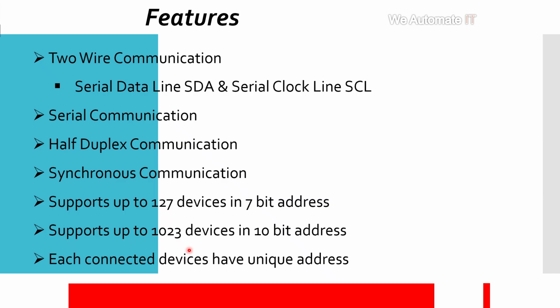The addresses are not common addresses shared with each other, but each connected device has a unique address. It is half duplex, with simple wiring, low cost and reliable communication. So these are all the features of I2C, and why it is used.